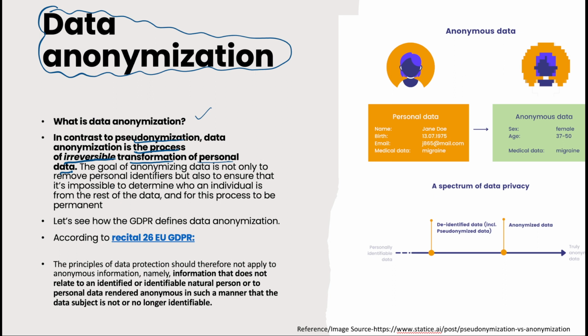Now, let us understand in a simple way what anonymized data is. So, for example, this is the personal data of this person. This is name, this is birth, this is email and medical. Now, what we do is aggregate. For anonymization, there are separate techniques like aggregation, generalization, swapping, right. So, you have a lot of personal data, and then you anonymize it, you aggregate it, and say sex is female and age you just define as a range, and then you can have the medical data, that is migraine, right.